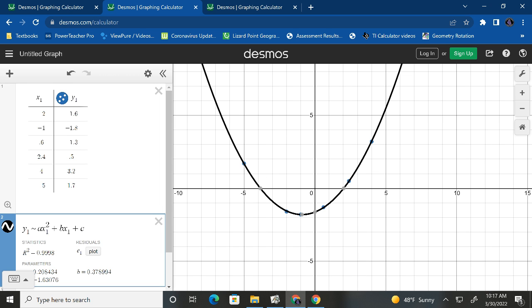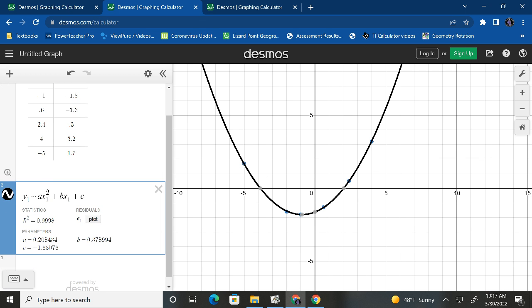Now it gives us all the data. Notice it draws the parabola in there. It hits almost all those points perfectly. The r squared value says, hey, it's almost 99.98% accurate. Perfect hit. The a value, the value in front of that x squared, is 0.20.